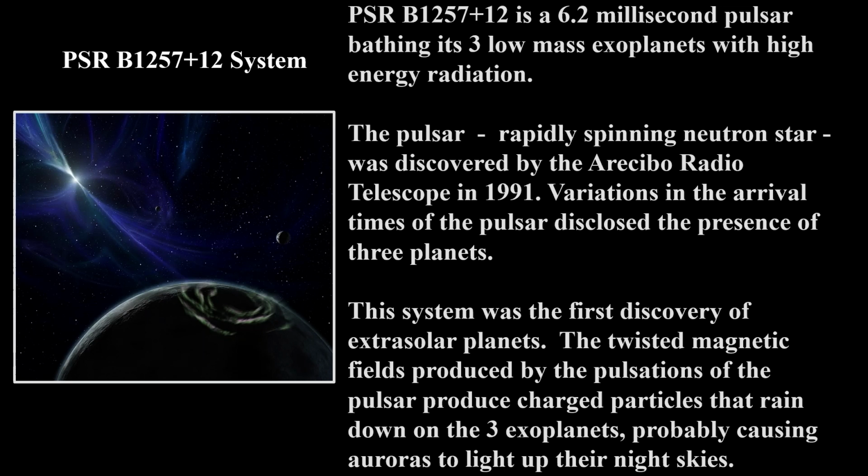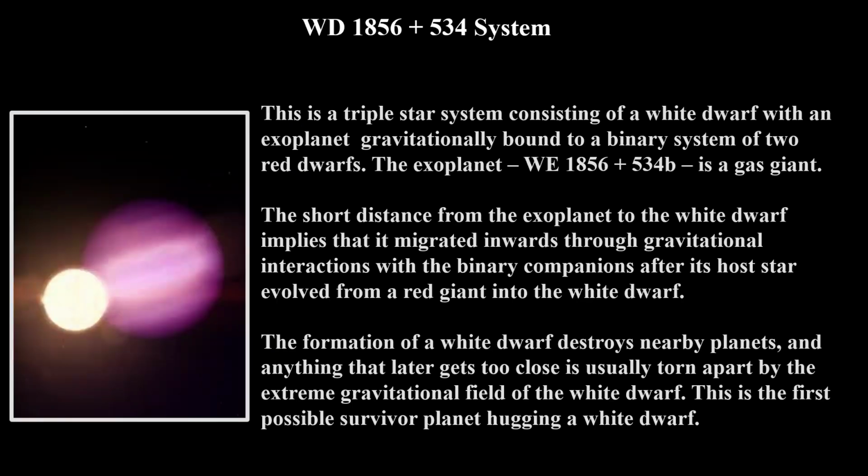Another hostile environment. The white dwarf system, WD 1856+534, is a triple star system comprised of a red dwarf binary pair gravitationally bound to a white dwarf with a giant gas exoplanet. The collapse of a mid-sized star into a white dwarf would destroy any nearby planets. An object or material would be torn apart by the strong gravitational field if it approached the white dwarf. So this exoplanet might well be an extremely rare survivor planet, as it is only 9 AU from the white dwarf.